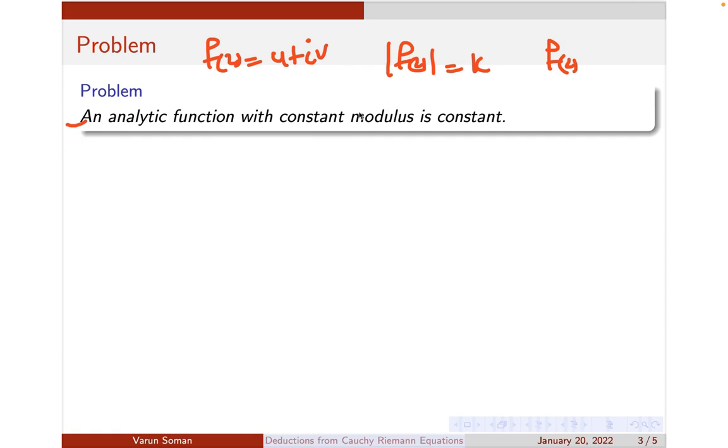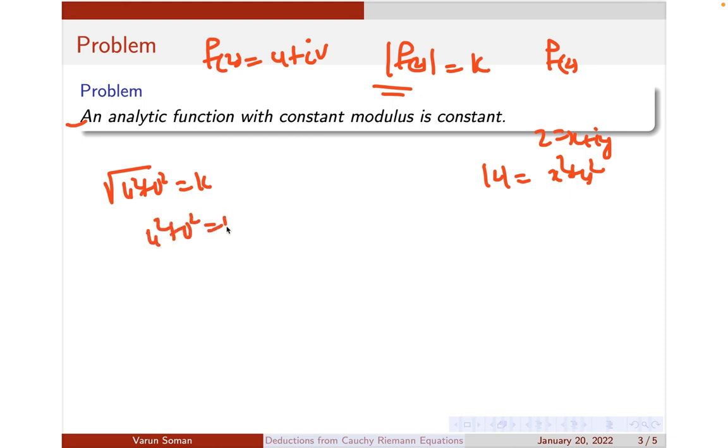How will you prove it? First, we will write what this modulus is. What do you mean by modulus of f(z)? Modulus of z is simply the square root of x squared plus y squared, because z was x plus iy. Similarly, modulus of f(z) will simply be the square root of u squared plus v squared. Now that is equal to some k. Or you can say that u squared plus v squared is equal to k squared. I'll call this equation 1.